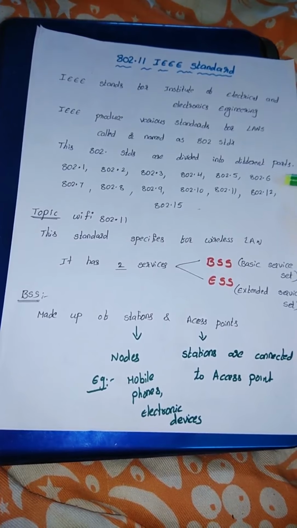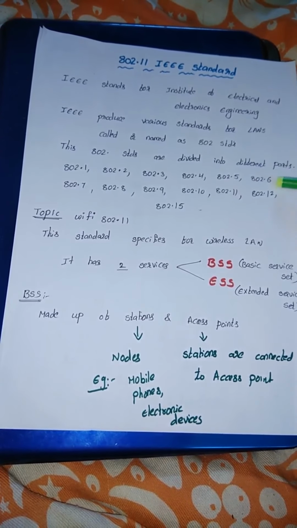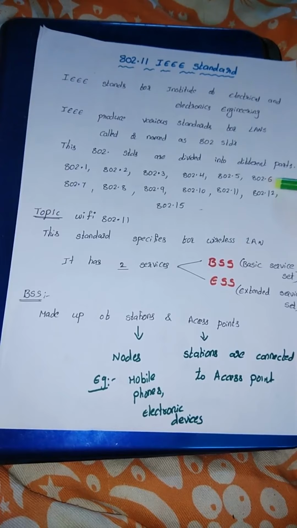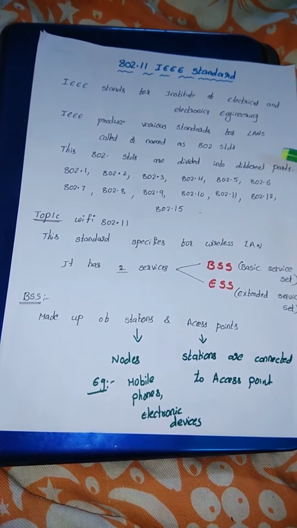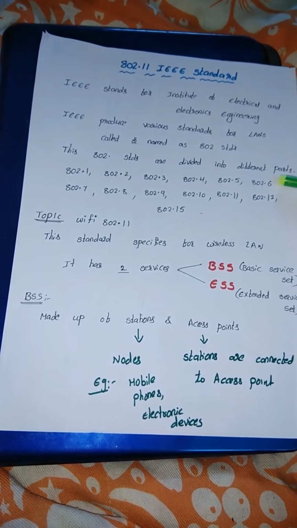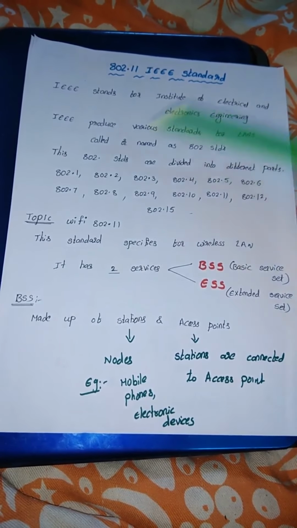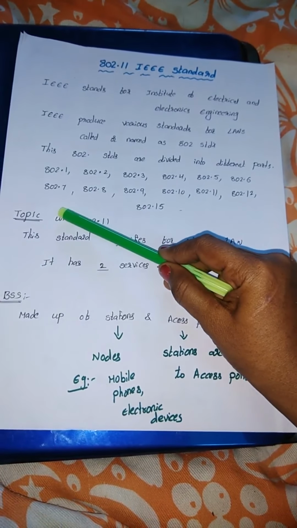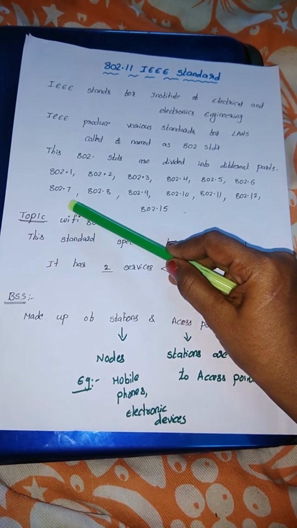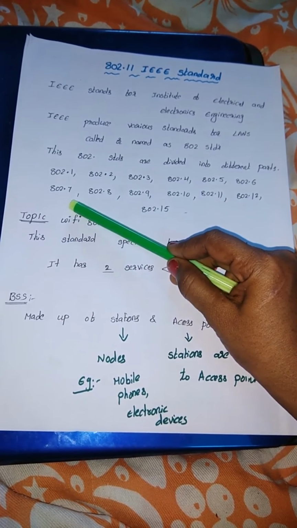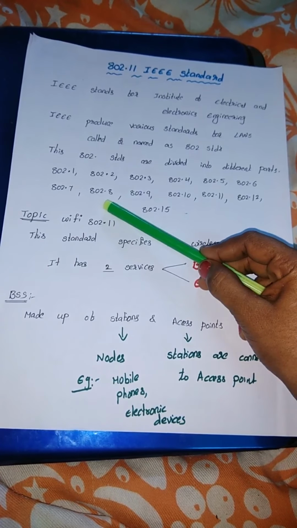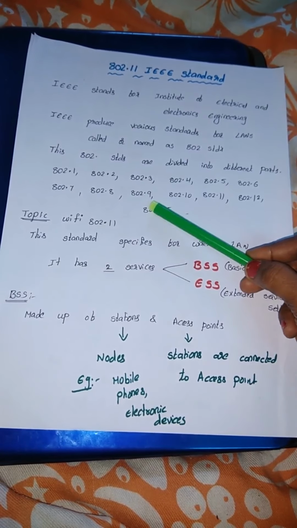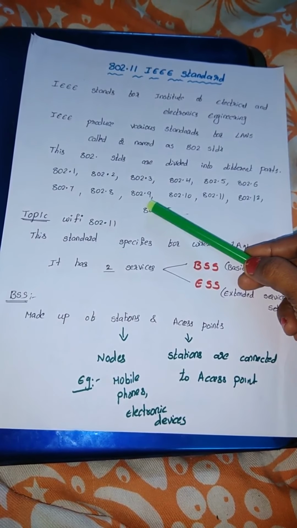Coming to the next one, 802.6. This standard is related to metropolitan area networks. That means wherever the network is arranged or the communication is done in the form of MAN technology, we use the 802.6 standard. 802.7 is related to broadband technology for the advisory groups. 802.8 is the technology for fiber optics. 802.9 is the integrated voice and data network standard.